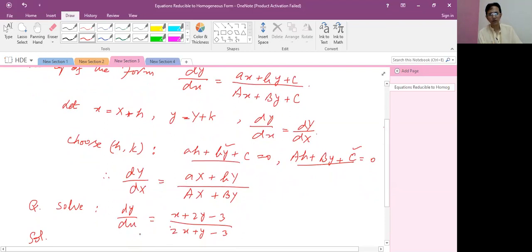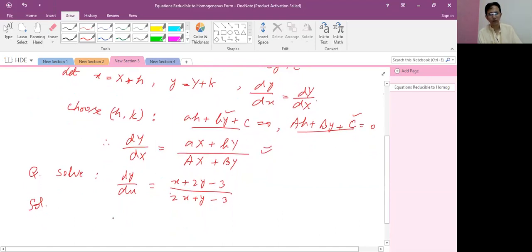So this is called the method. Then we apply the variable separable method, integrate, and find the solution of the differential equation. So first, students, consider an application: solve dy over dx equals (x plus 2y minus 3) over (2x plus y minus 3). Now I start from this point.